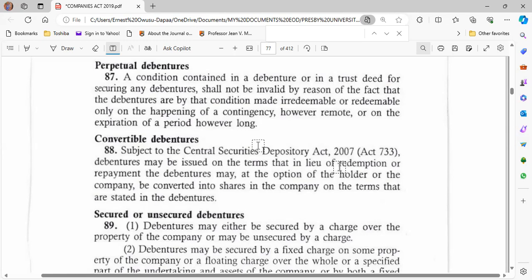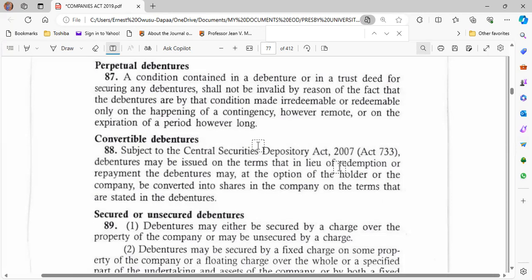And for that matter, the debenture will be called a perpetual debenture, because practically the debenture will have the effect of remaining in the company for a long time, or even for the entire life of the company, as it were, because the contingency which needs to happen for it to be redeemable is likely not to happen, or will not happen anytime soon. So that is the point 87 is trying to make.